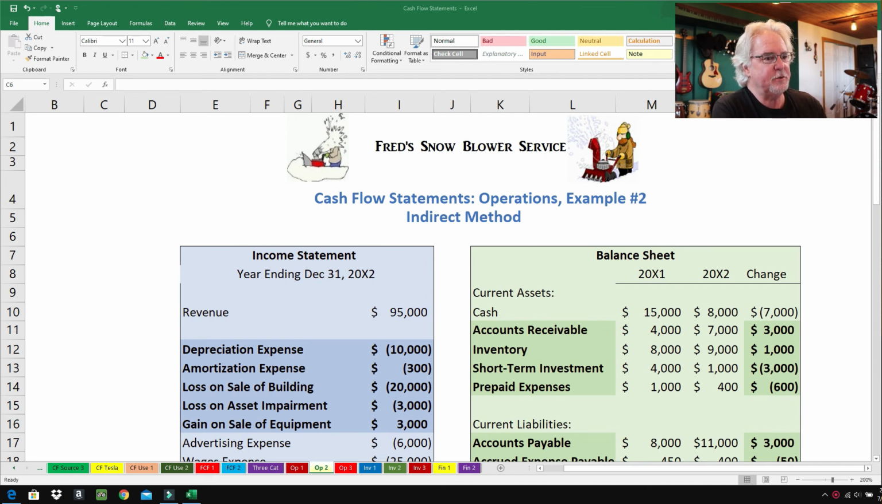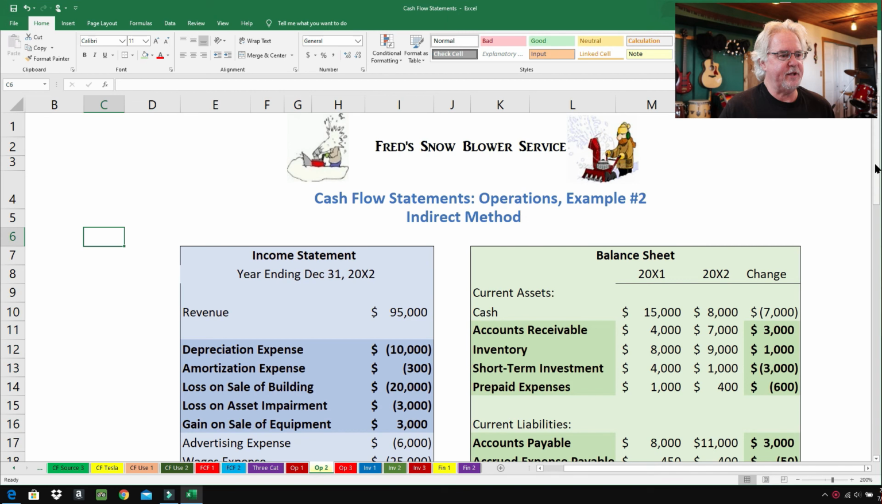So here we go. This is example number 2. We're using the indirect method. The people that make up accounting laws, rules and regulations are pushing the direct method. I don't really care for the direct method that much, but the people that make up the accounting rules, and GAAP, say that it's okay to use the indirect method, and most people like and use the indirect method. So here we go, the indirect method.